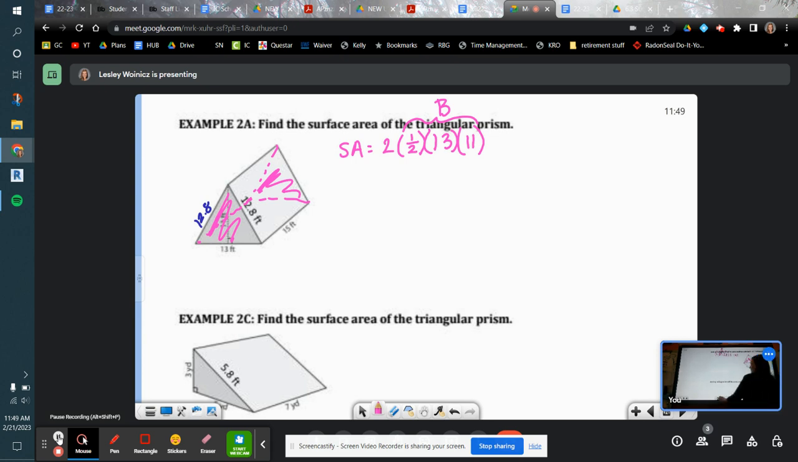So if you think about this as the sides of a tent, we've got this side of the tent and then the back side of the tent. Okay? So each of those is a rectangle whose base is 15 and whose height is 12.8.